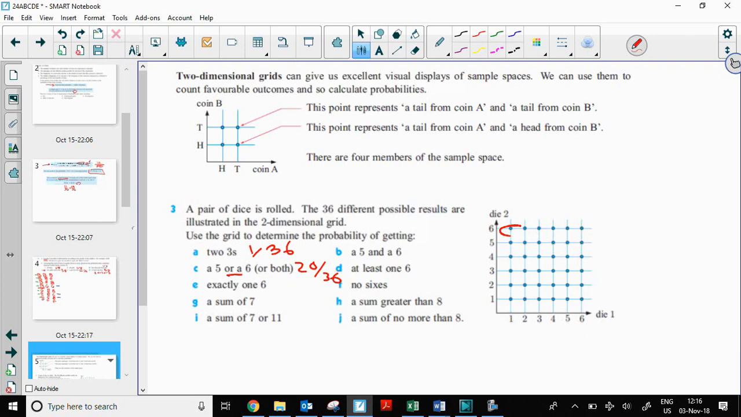So that's these 5 and these 5. We're going to ignore that dot in the tippity top right because that had 2 6s and we want exactly 1. So this is going to be 10 out of 36.